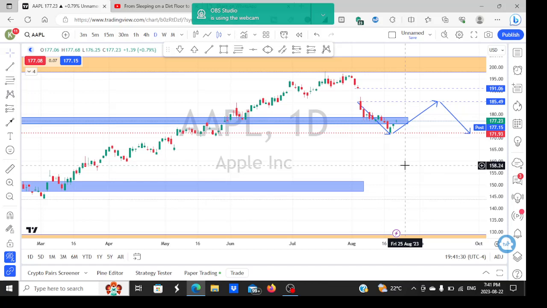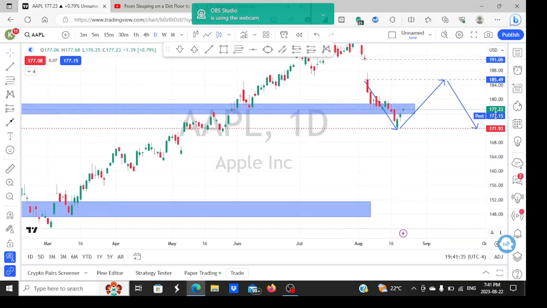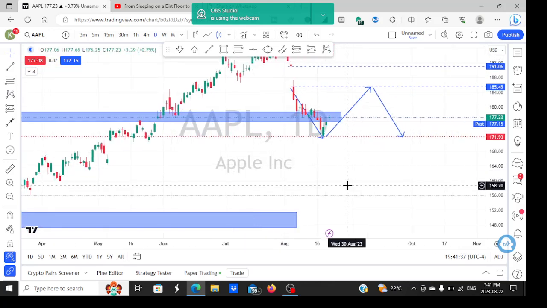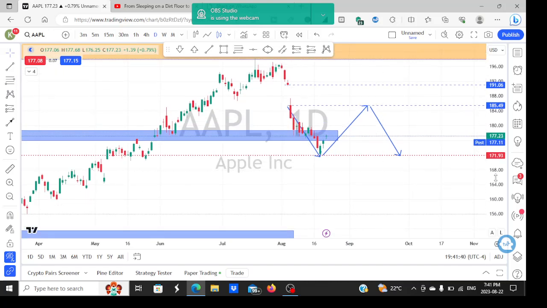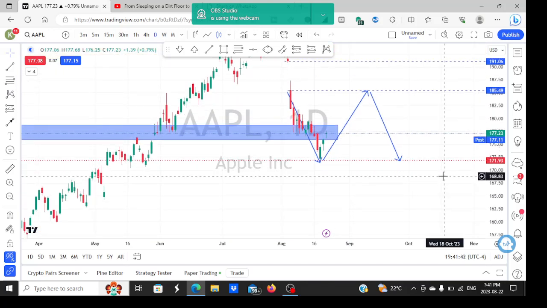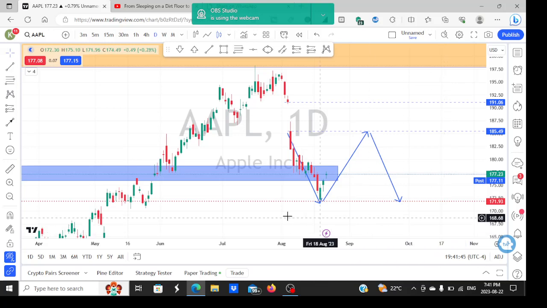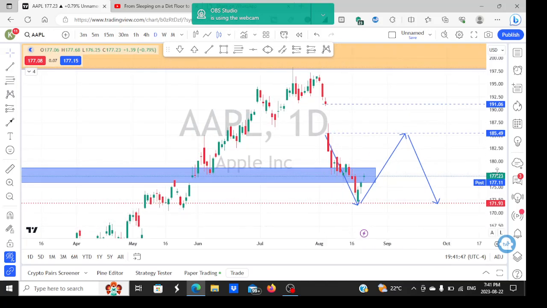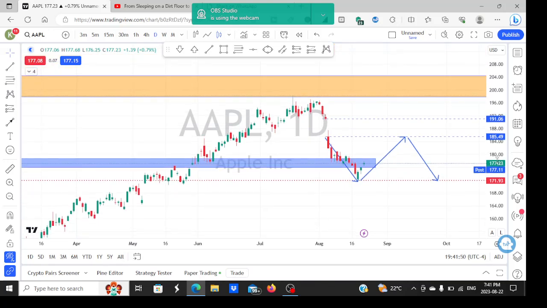So that's my analysis on Apple. I am a student. I'm learning the chart, so don't take my word for it. Don't listen to a random girl on YouTube. But this is just my analysis of the charts, and this is how I do my top-down analysis. Okay, guys. So you can look for selling opportunities on Apple once it gets to 185, and then right down to 171.